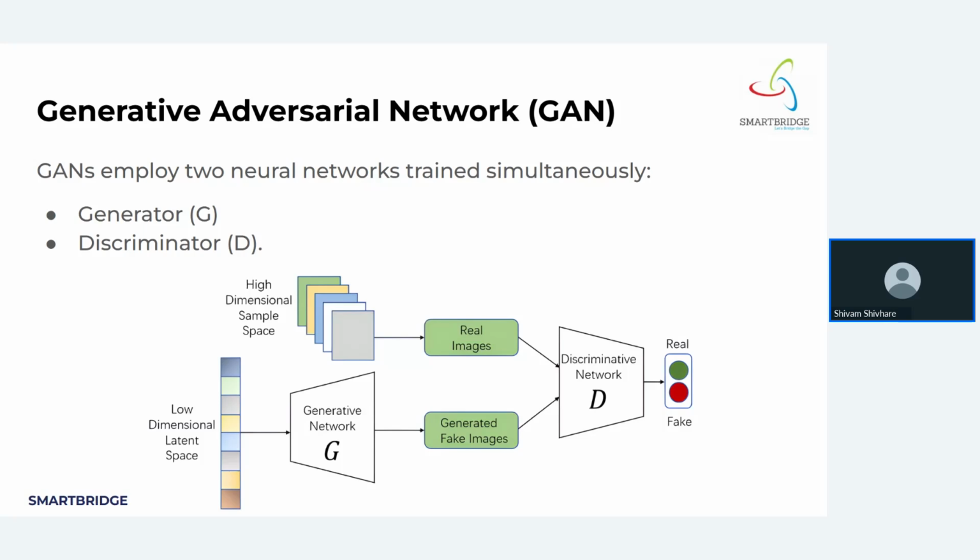GAN is nothing but a generative adversarial network. Let me explain what generative means. It will try to generate something new. And what does adversarial mean? Adversarial generally means it will conflict every time.